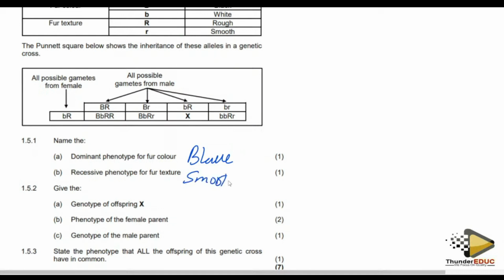So you see how the dihybrid cross is being asked. It's not a complicated thing. It's just a normal thing. It's just for you to see that you can answer this.